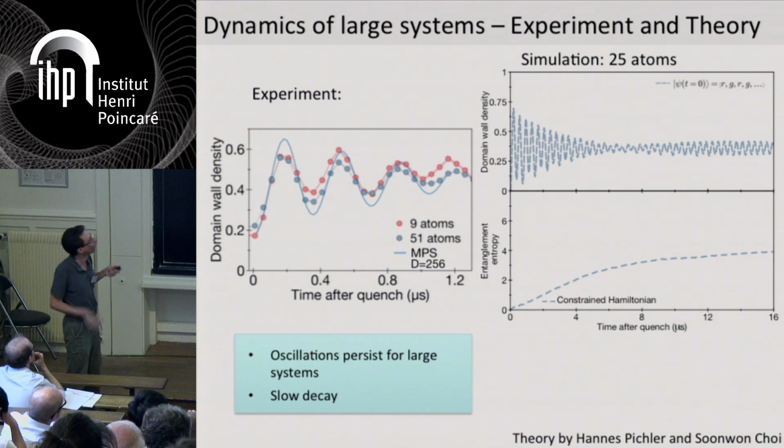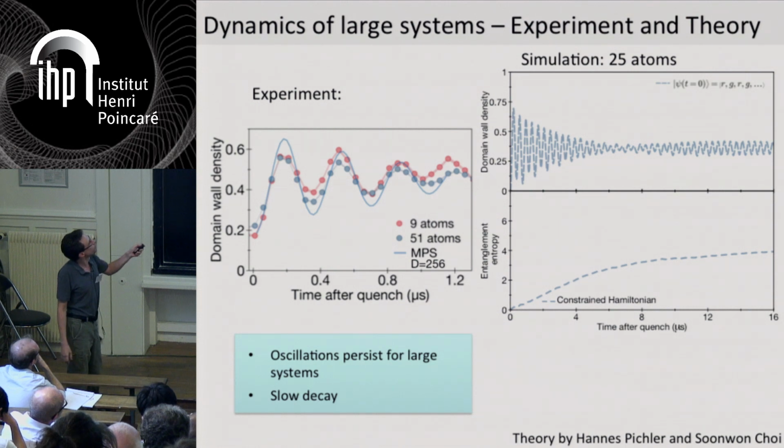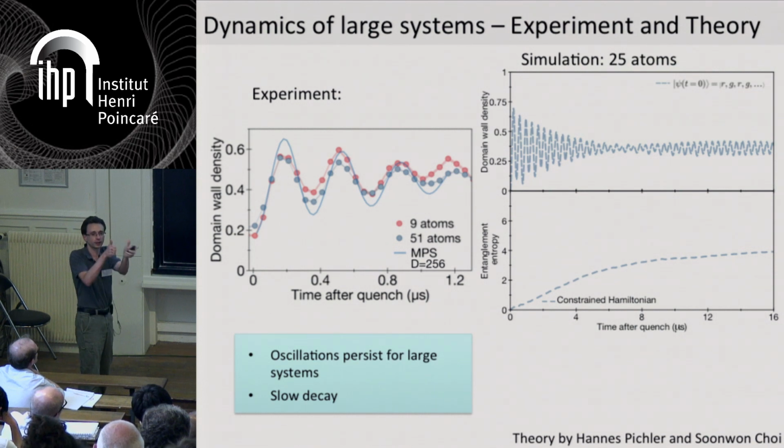So to understand more, there have been some theoretical simulations by Hannes Pichler and Soonwon Choi from Harvard, who have shown that they could reproduce these robust oscillations by starting from the Z2 ordered state and considering only the constrained Hamiltonian. So remember, we cannot have two Rydberg excitations next to each other. This is the Rydberg blockade.